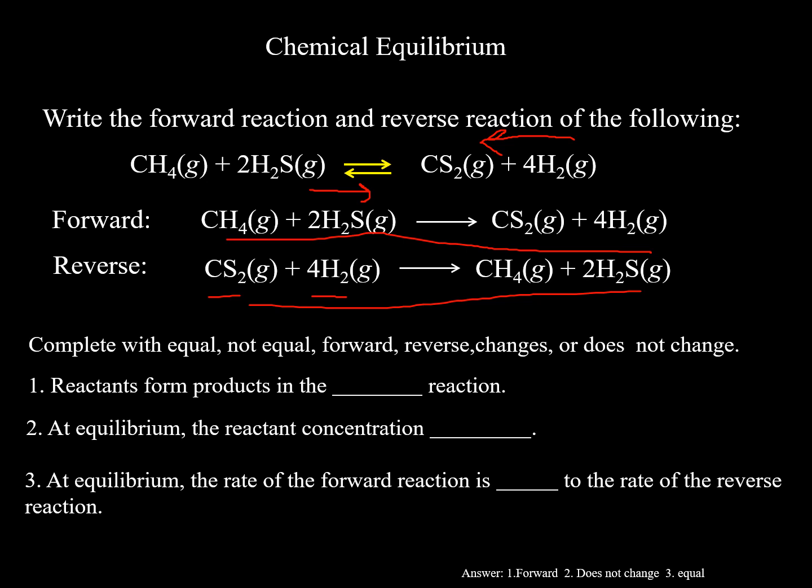So let's fill out the sentences here. Reactants form products in the forward reaction. If we're going forward, reactants give products. And when at equilibrium, the reactant concentration doesn't change. If you saw in the graph, you get a flat line once equilibrium is reached. And the third question, at equilibrium, the rate of the forward reaction should be equal to the rate of the reverse reaction.